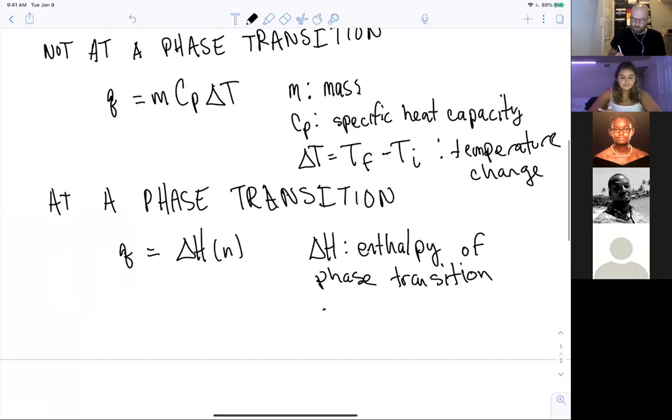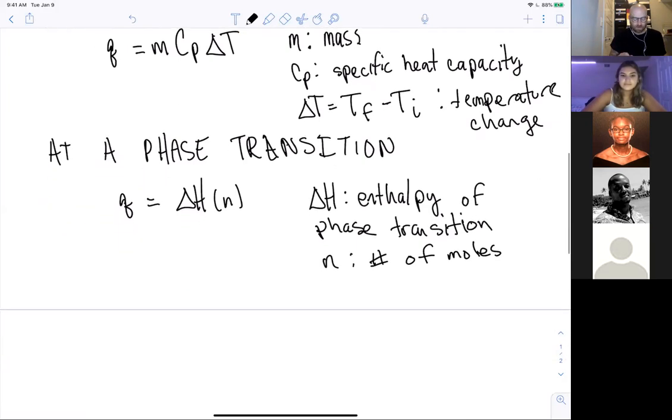And then N, this is just the number of moles. And sometimes, I think I talked about this before, but if delta H, the enthalpy of the phase transition, has units of energy per unit mole or energy per unit mass. If it's energy per unit mass, then the N is no longer the number of moles. You would use mass instead. So you just got to be careful of that.